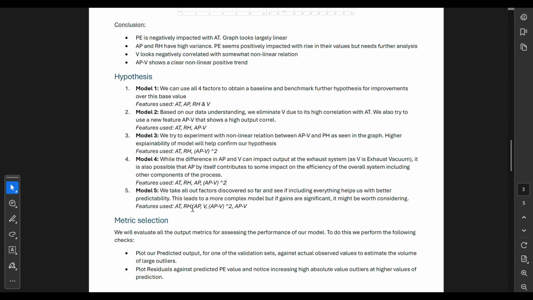And finally, we have model 5, where we take each and every linear or non-linear term that we have experimented with so far to see if we are seeing any improvement in our model, if we utilize all our features and all their interactions, linear and non-linear and everything.